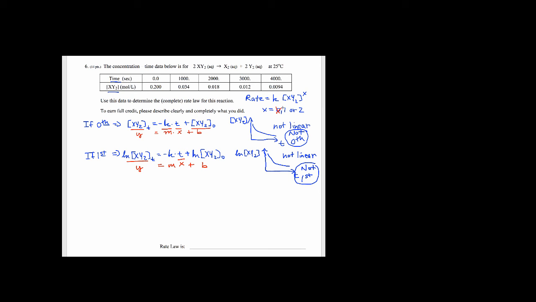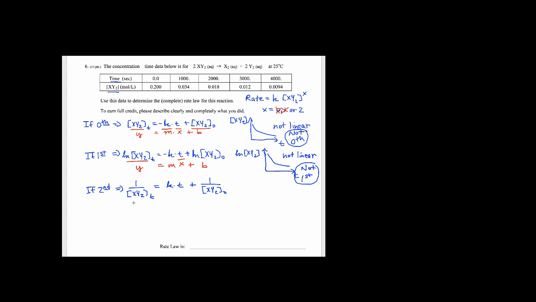Well, it's not 0th order, it's not 1st order. That pretty much leaves us with 2nd order. But we're going to have to confirm, and we're going to also need a k value. So if it's 2nd order, then the relationship between XY2 and time is 1 over XY2 at whatever time is equal to positive of the rate constant k times t plus 1 over concentration of XY2 at time 0.